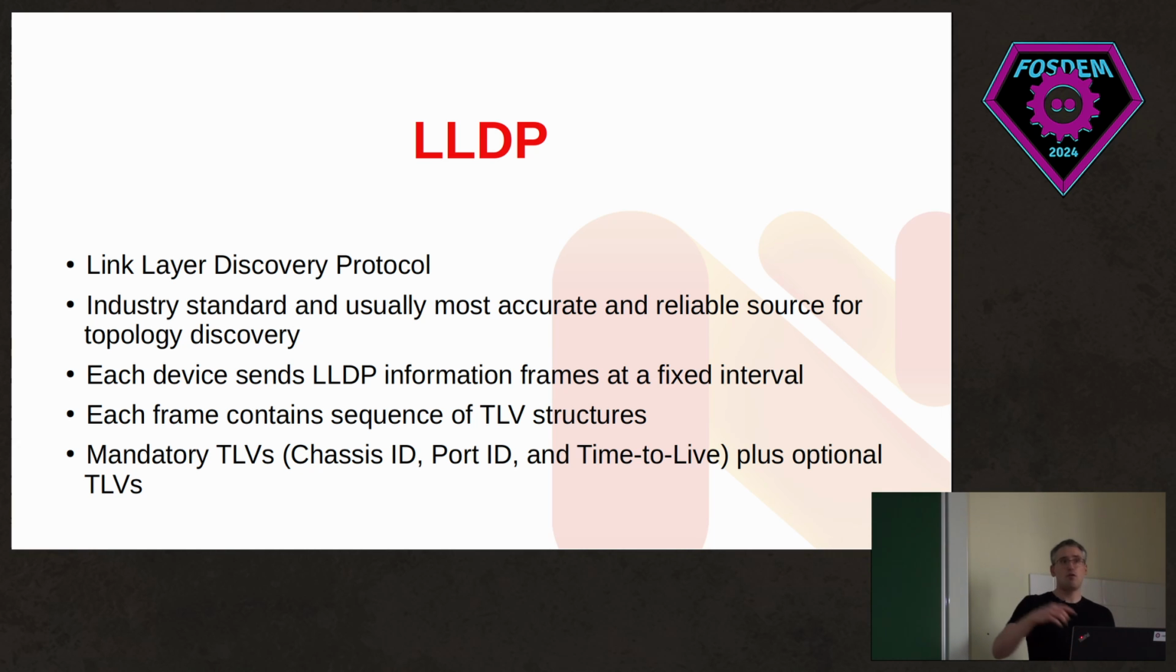It will not forward the frame as it would with any other frame. It will receive it and process it, and on other ports it will send its own LLDP information frames. Each frame contains a sequence of TLV structures, and there are a few mandatory TLVs, which are basically what we're interested in: chassis ID, port ID, and time to live. Chassis ID and port ID are important for topology discovery.